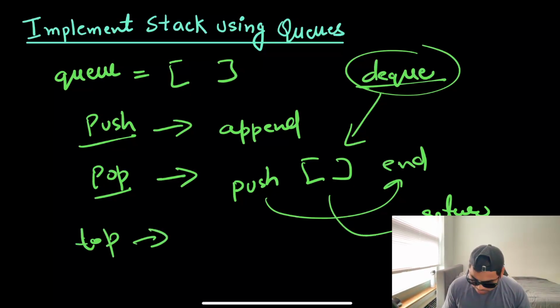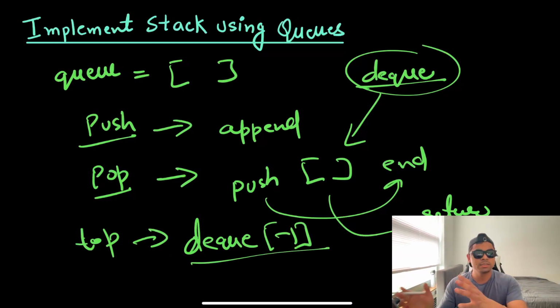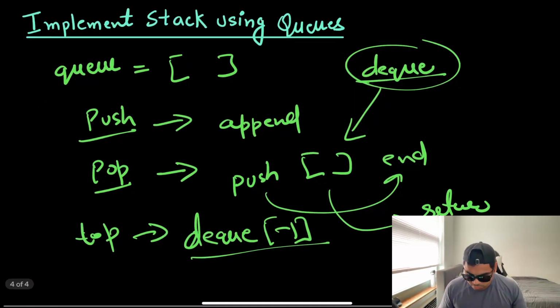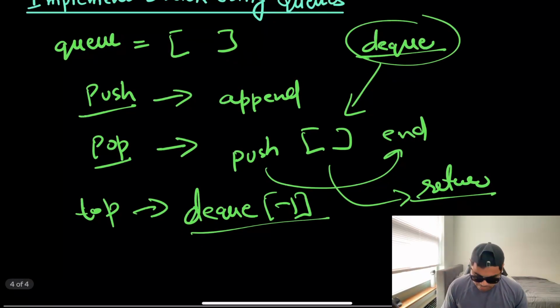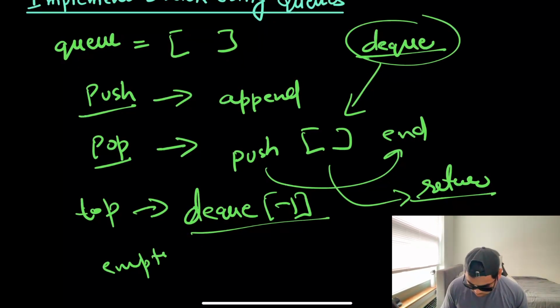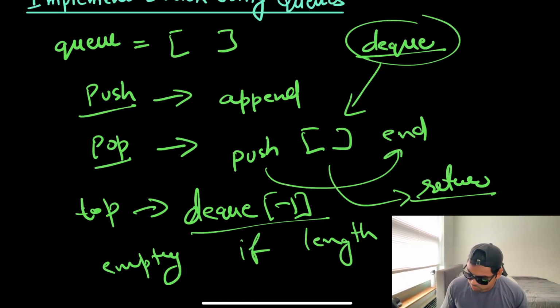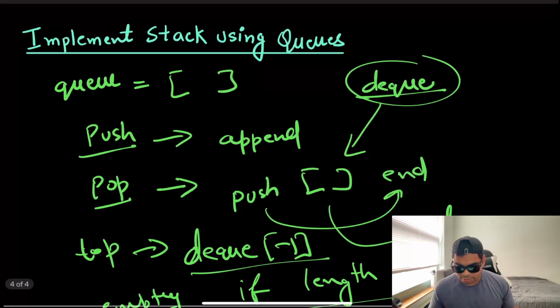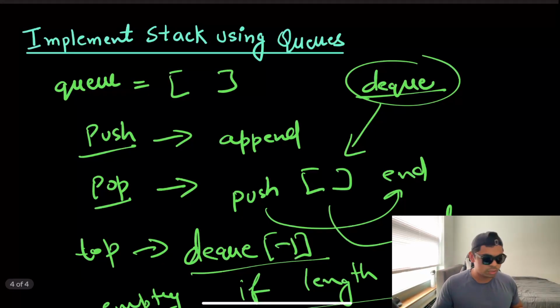Top will be basically DQ[-1], which is like the last element that I just pushed, and then there is empty. Empty is going to be basically if length equals 0, right? That means it will be empty. So I think now we understand, and once we implement it, it's going to look really simple.